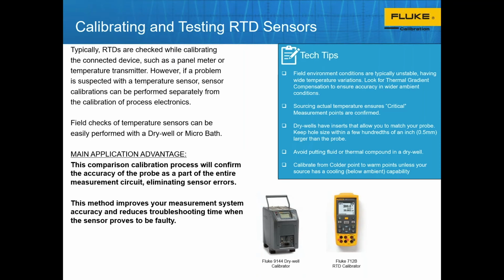Getting your actual source values is where you have some critical measurement points that need to be confirmed. Typically an RTD is in process, and say, for instance, a reaction happens at 75 degrees Fahrenheit. You will use that RTD and you need to confirm that that's actually happening. Then you can put it in a dry well that's going to give you exactly 75 degrees Fahrenheit at that point, and then compare the output to what it should be.